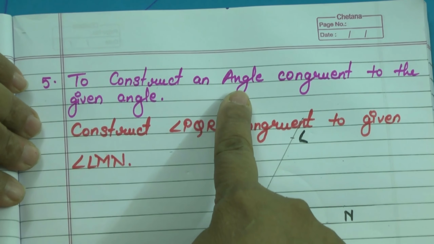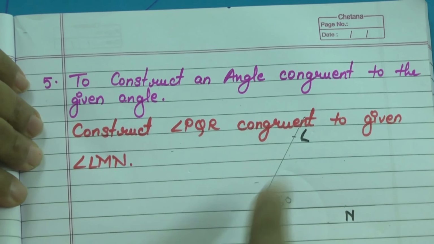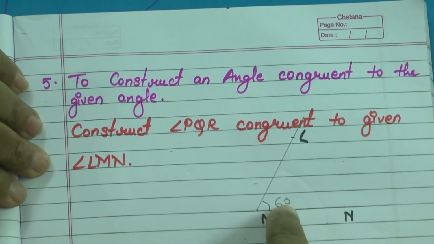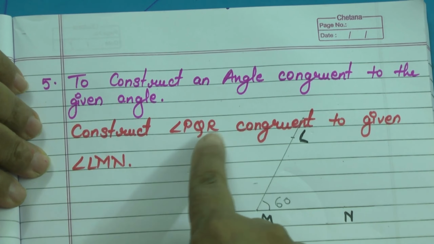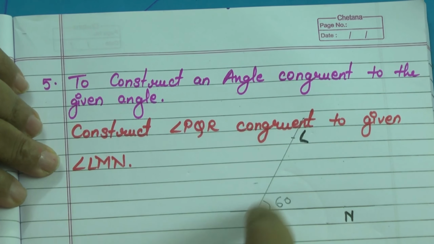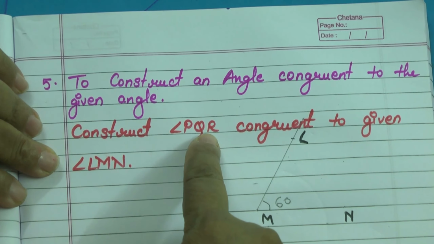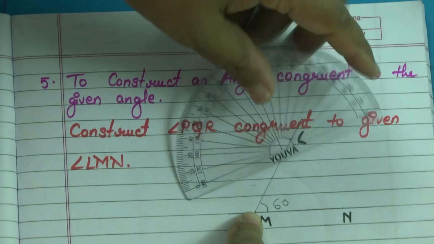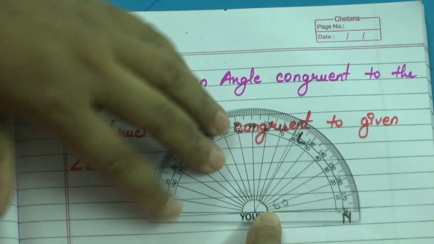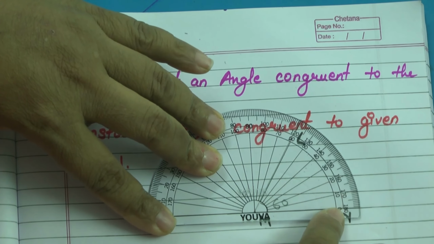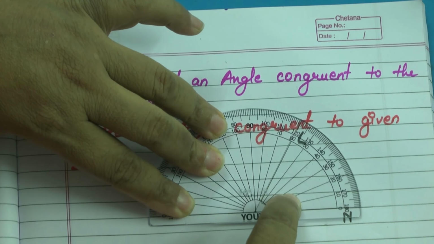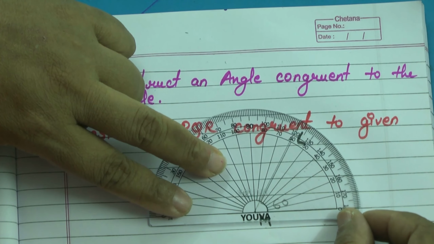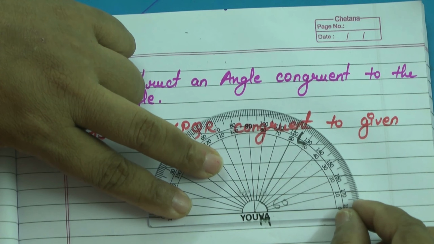Now we will construct an angle congruent to the given angle. The given angle is LMN and LMN is 60 degree. Congruent to 60 degree, we are going to make angle PQR. Angle LMN is 60. Angle PQR also should be 60 degree. Here I have drawn this angle LMN with the use of protractor. You can see it is 60 degree. I have used the protractor to draw the angle. It is 60 degree, children.